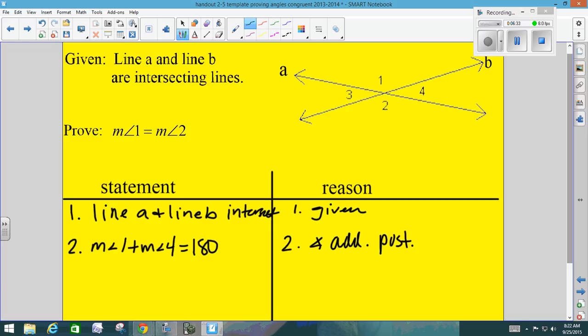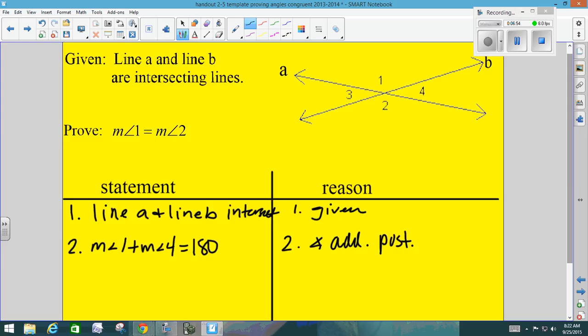All right, so we have angle 1 in our proof, but now we need to get something about angle 2 in the proof. So I'm trying to prove something about 1 and 2, so I can't just go with 1. Look at angle 2. Do you know anything about angle 2?